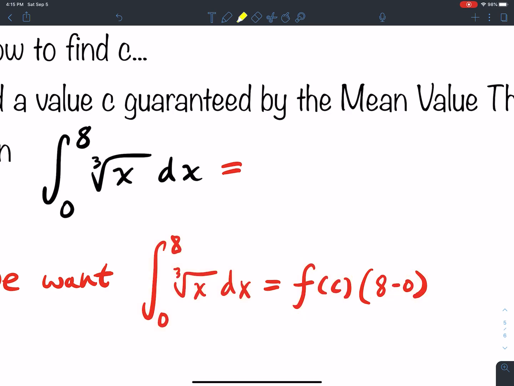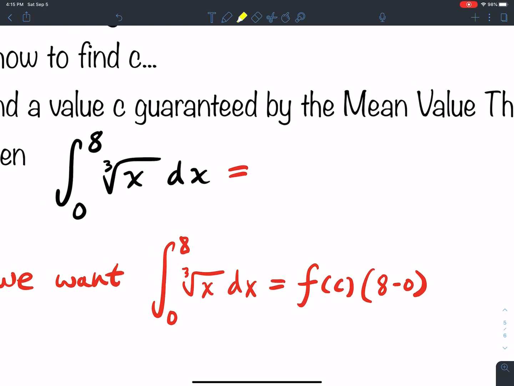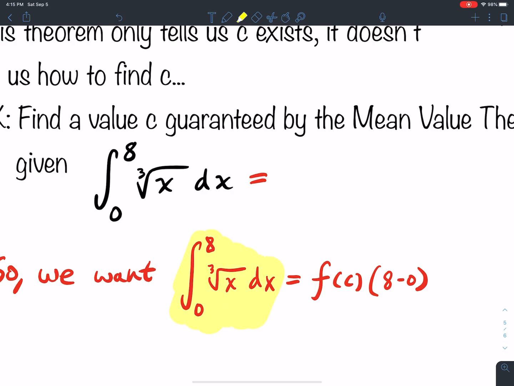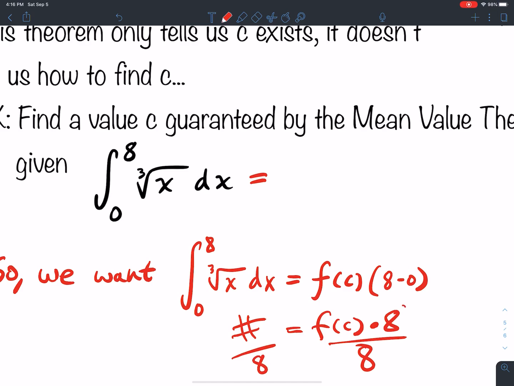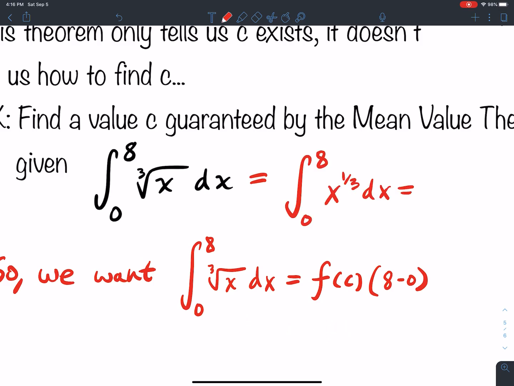So I want to solve this equation for the variable c. The first thing I need to know is what in the world this equals. Remember, the definite integral produces a number, correct? So this is just going to be some number, and we need to figure out what that number is. Then I'll have some number equals f of c times 8. If I divide both sides by that number, then I know what f of c is, and I can solve for c. So let's compute the definite integral real fast.